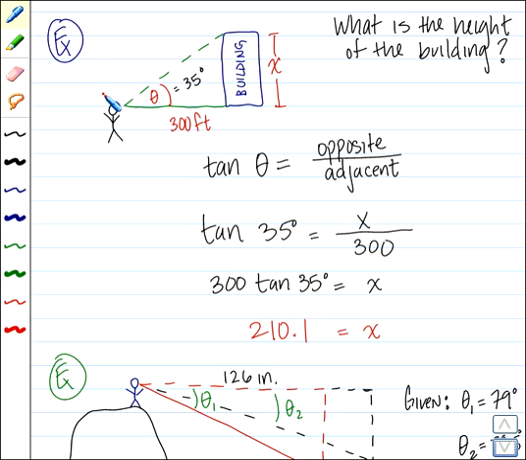What are we given? We're given an angle, a side opposite that angle, and a side adjacent to that angle. So that refers to the tangent again. We have opposite over adjacent, or the tangent of 35 degrees is equal to x over 300. Isolating the variable, I get that x is equal to 210.1. We're talking in terms of feet here, so the height of the building is 210.1 feet. Excellent.